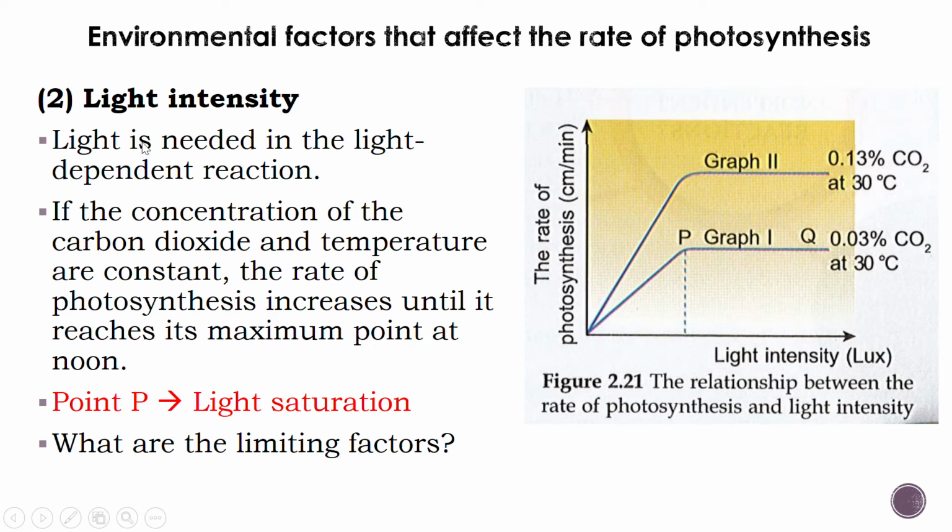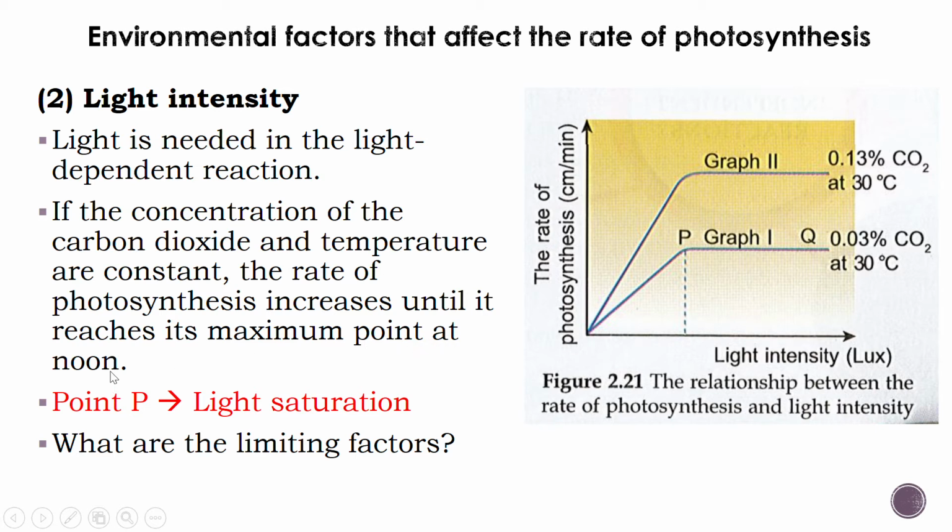Okay, the second factor, light intensity. Okay, sama juga. The rate of photosynthesis, paksi Y against light intensity, paksi X. So the increase of light intensity increases the rate of photosynthesis. So kita tahu light is needed in the light dependent reaction. Dia diperlukan. Okay, so pada masa ini, if the concentration of carbon dioxide dan temperature adalah constant, okay, kalau kita tingkatkan light intensity, dia pun akan meningkat sehinggalah it reaches a maximum point.